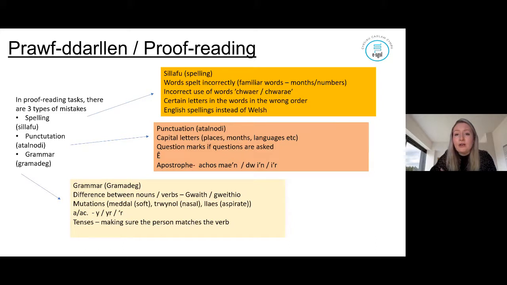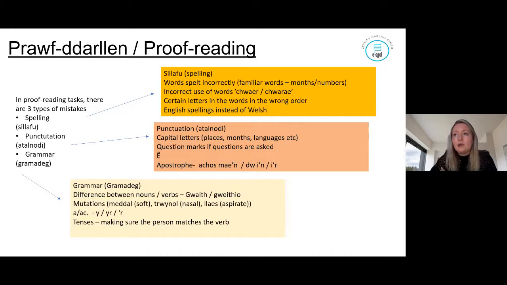The apostrophe, not the apostrophe, the roof, the little to bach on the top of letters. So pàl needs the little roof on the first A, otherwise it becomes a different word. So that's why we add it there. Apostrophes missing in things like achos, mae'n, dw i'n, i'r. So there's a difference between i and i'r. I is to and i'r is to the. And then you've got grammar mistakes as well, which grammar errors could come up.